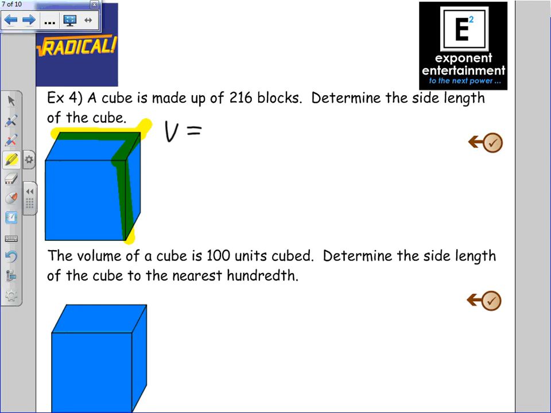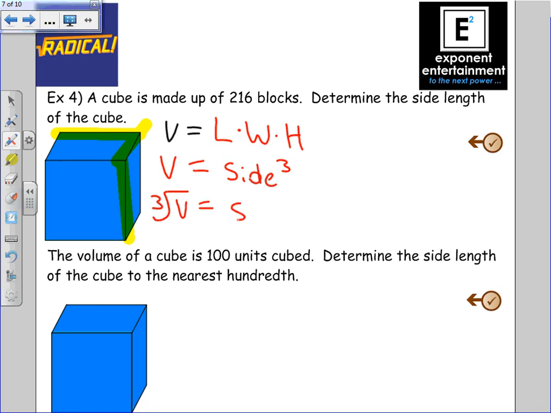Which means volume is equal to all those sides cubed. So if we wanted to figure out the side length of just one, yeah, Carter? It'd be 6. Yeah, how'd you do that? Because you did cube root, right? Which means cube root of 216 is equal to, Carter already said it for you.